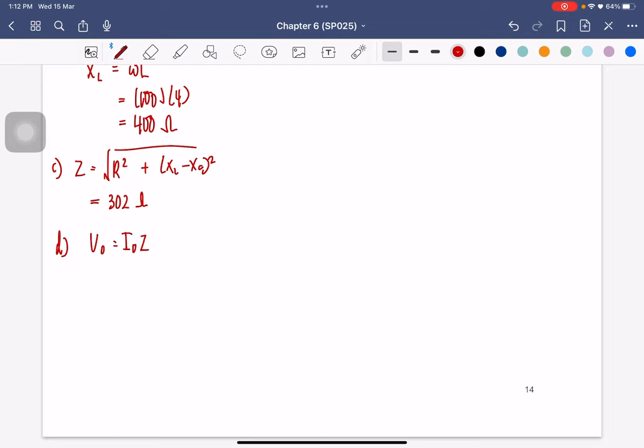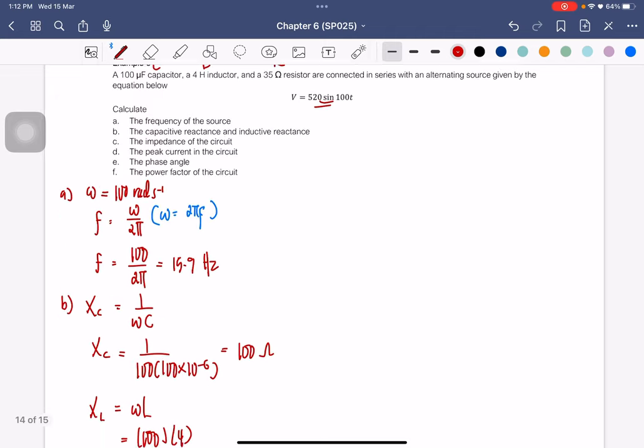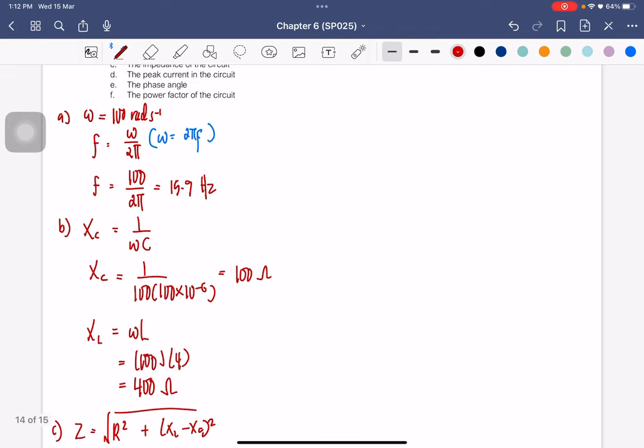Okay, so I0 is basically V0 over Z. So Z pun kita sudah ada, V0 pun kita sudah ada. So just substitute lah. Kamu akan dapat the peak current to be equal to 1.72 ampere. Right? Okay, lepas tu dia minta the phase angle.